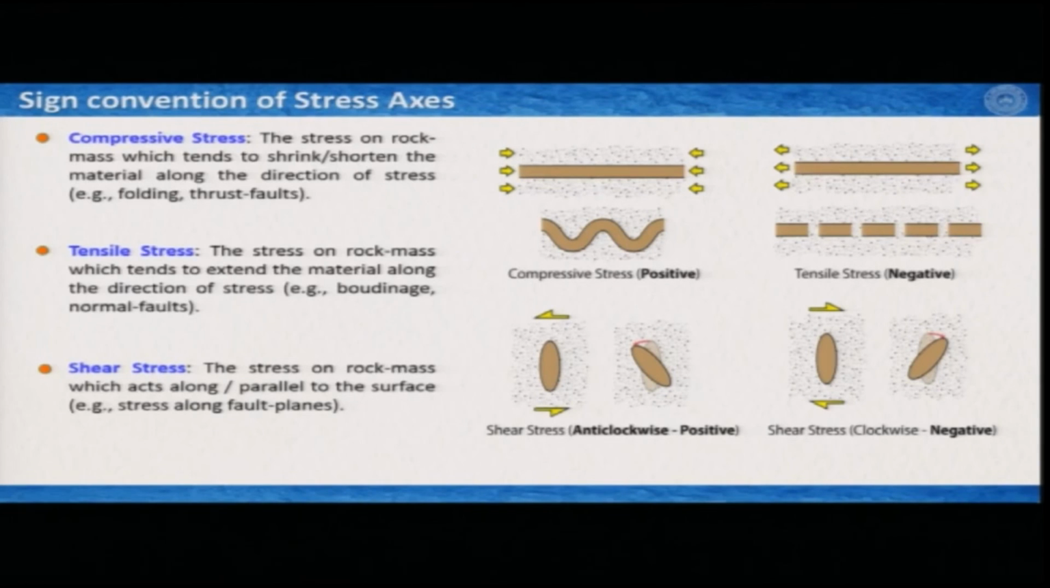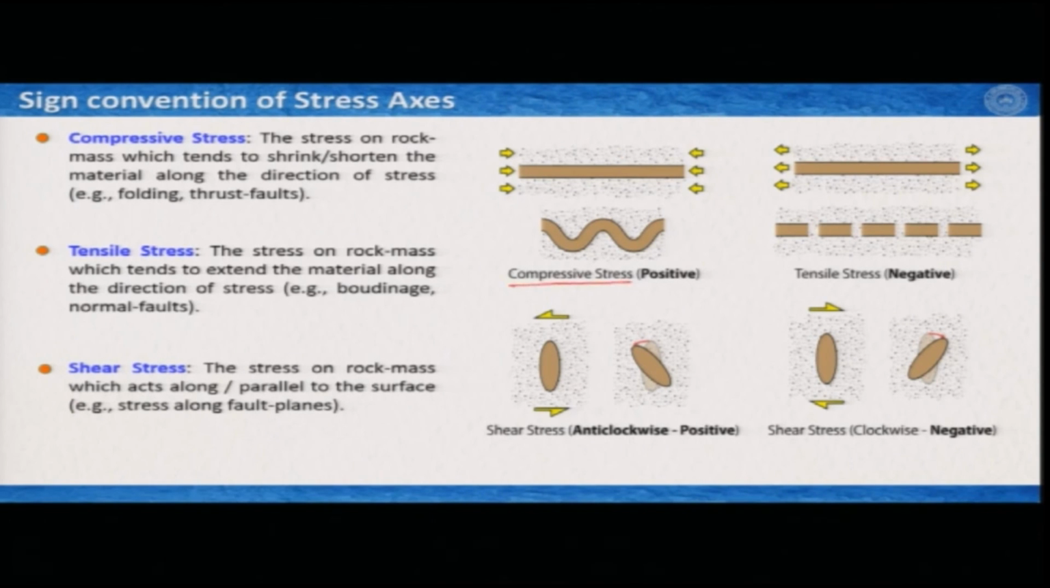And now we will see what compressive stresses, tensile stresses and shear stresses are, and what their sign conventions are. Compressive stress is the stress on a rock mass which tends to shrink or shorten the material along the direction of application. If you have a domain of compressive stress, you form structures like buckle folds or thrust faults. For example, if I have a layer embedded in a matrix, and I apply stresses directed towards each other, I will produce a fold, and it is a compressive stress.